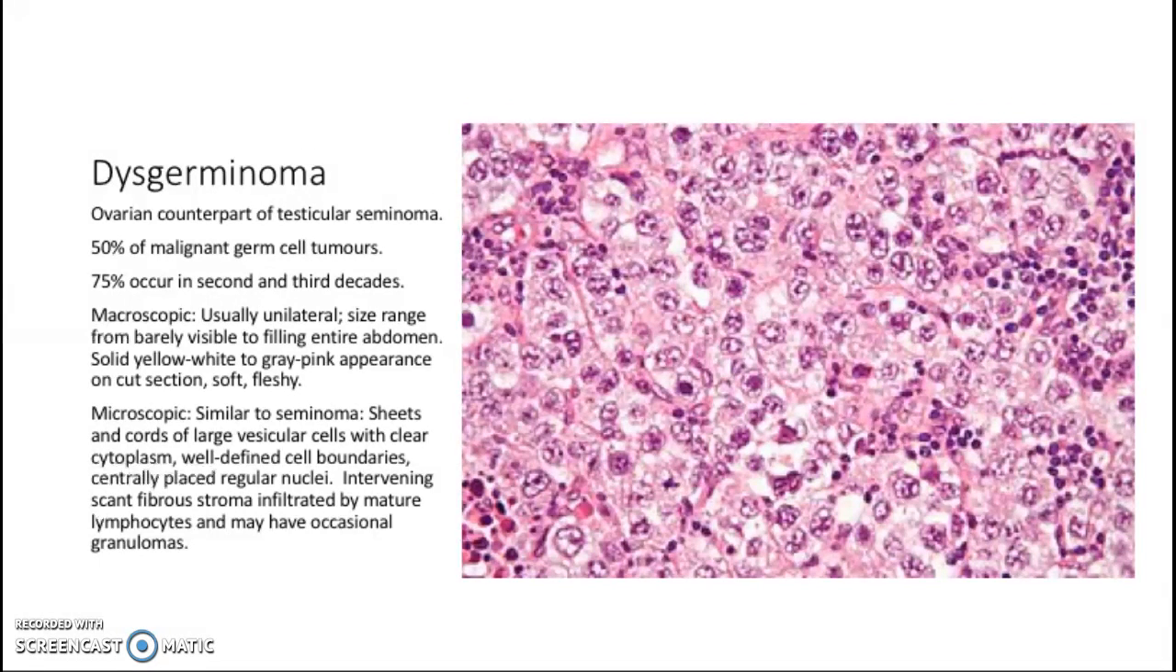It is usually unilateral, and the size ranges from barely visible to filling the entire abdomen. It can be solid yellow, white to gray pink in appearance on cut section, and it's soft and fleshy. Microscopically, it's similar to seminoma.